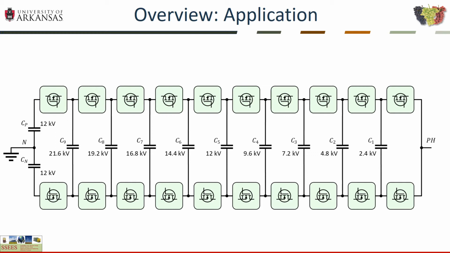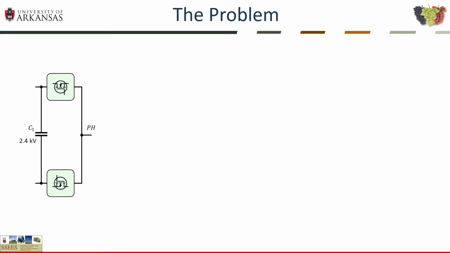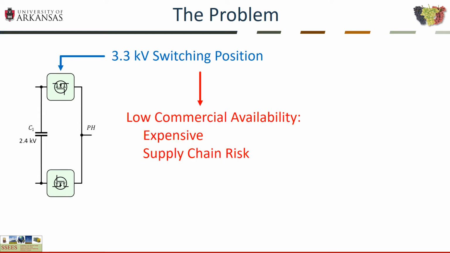This particular topology is the flying capacitor converter, which consists of submodules formed by a capacitance and half-bridge structure. Take a look at the first submodule. To maintain 2.4 kV voltage, a 3.3 kV switching position is required. Currently, 3.3 kV semiconductor devices are not readily available commercially. This means high cost and lead time and availability risks for the manufacturer.